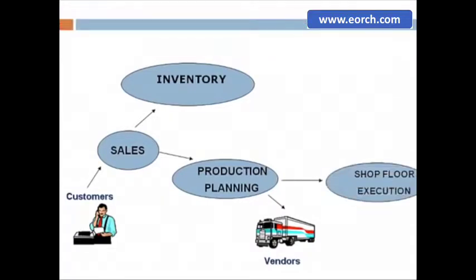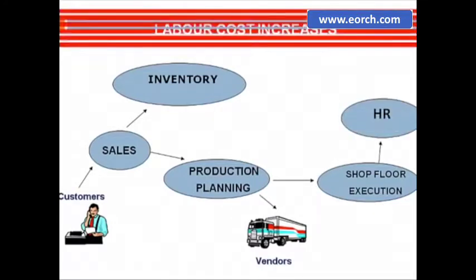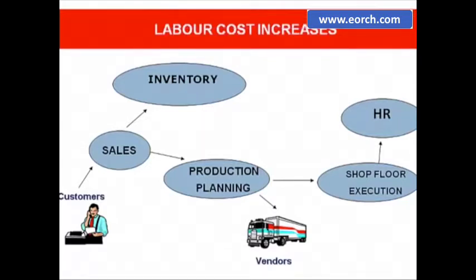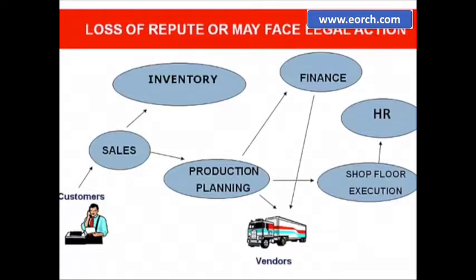Once the raw material is available, the shop floor department suddenly realizes they are short of workers. They approach the HR, who in turn hire temporary employees at higher than market rates. Thus, labor cost increases. The production planning department fails to update the finance department on the materials they have purchased. The finance department defaults the payment deadline set by the vendor, causing the company loss of its reputation and even inviting a possible legal action.